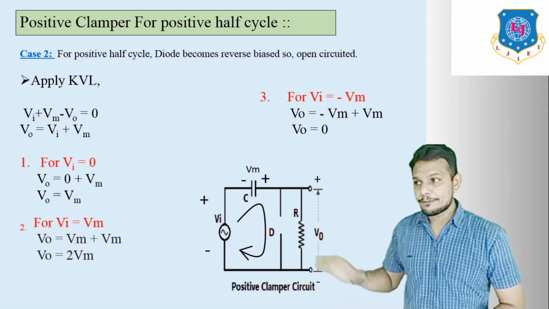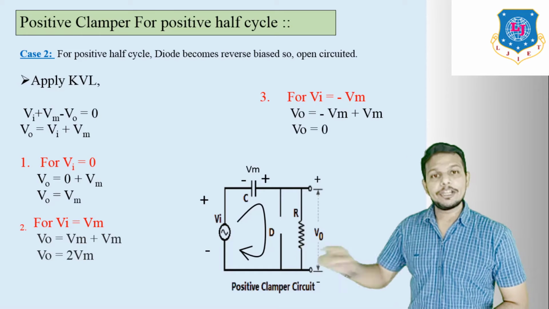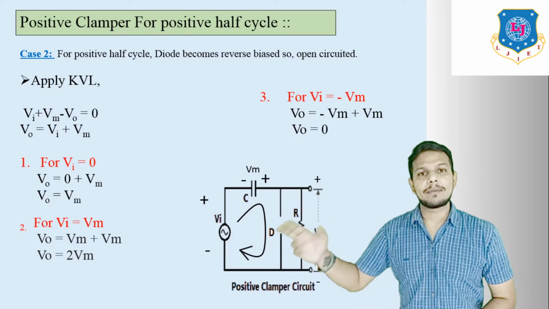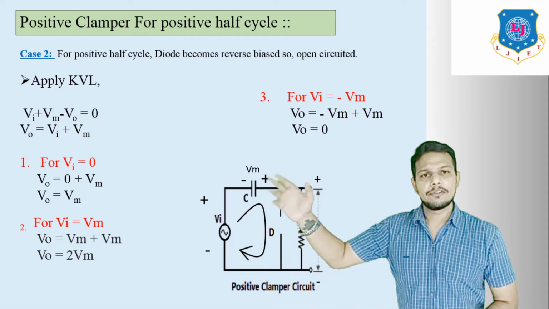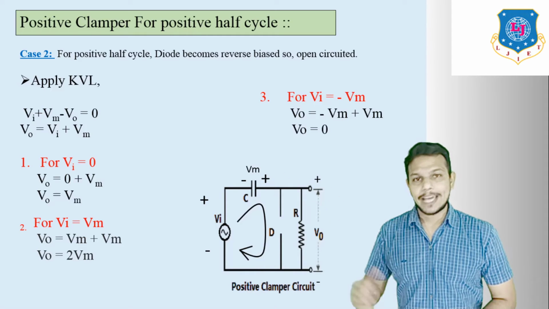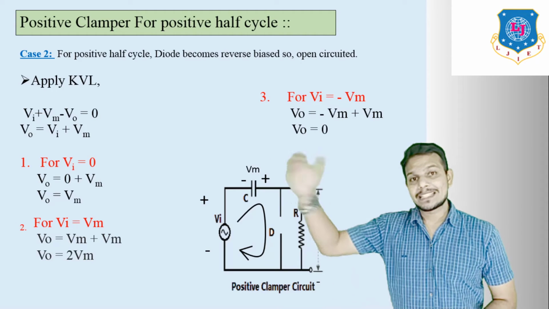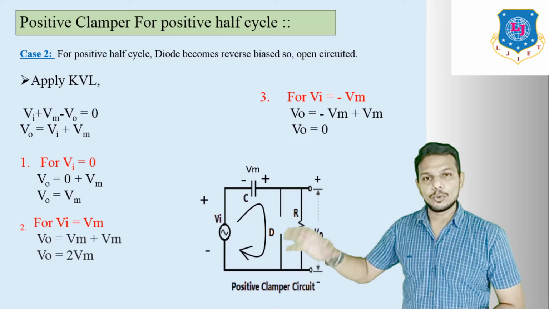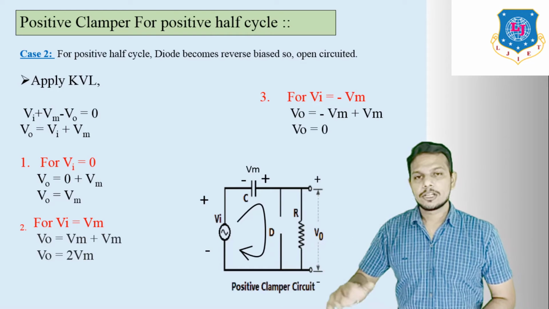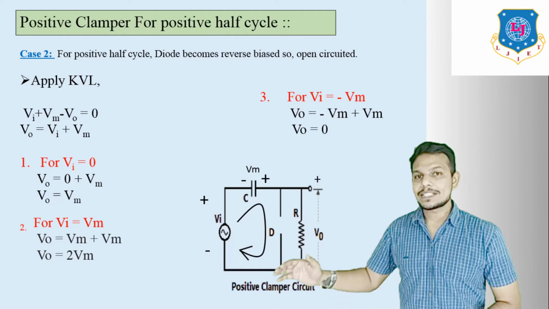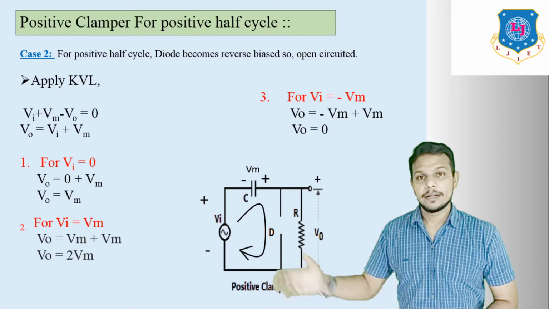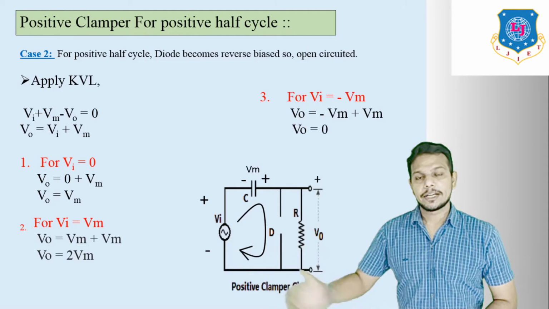Number 2, if Vi is equal to Vm, both are the same. Vi is equal to Vm. If Vi is equal to 5, that means Vm is equal to 5. So the capacitor charges up to maximum voltage. So if Vi is equal to Vm, then Vo is equal to Vm plus Vm. So it becomes Vo is equal to twice Vm. So here we will find twice Vm in case number 2.